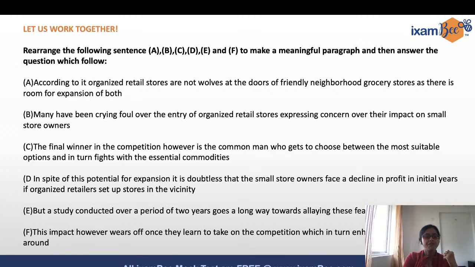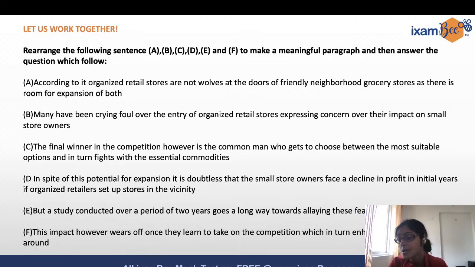Yes, George, you feel the next sentence is E. Okay. Let's see, the next sentence talks about a study that is saying something else. Yes, there is a study conducted over a period of 2 years that goes a long way towards allaying, reducing, these fears. Now you're confused. The second sentence can be F, because the impact can be connected with the impact in sentence B, or it can be E, which is talking about a study conducted over a period of 2 years, reducing these fears, telling you something else. Okay?